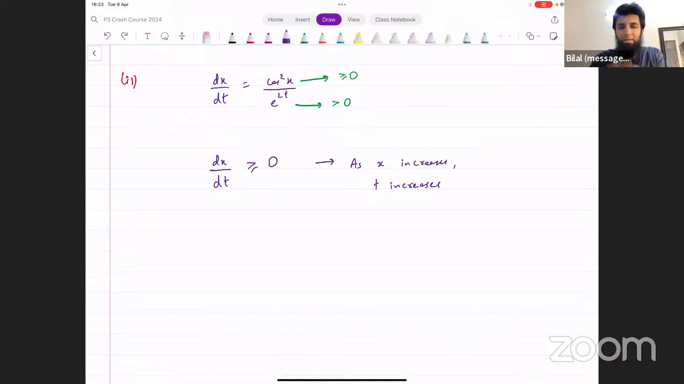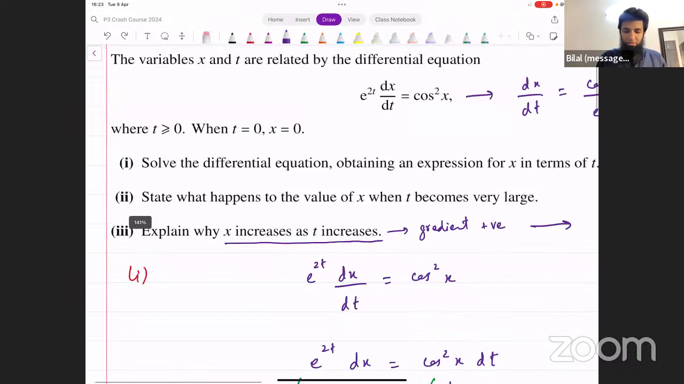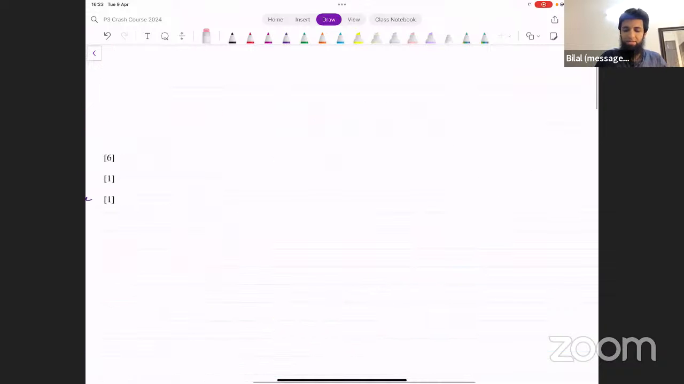So how did we connect the derivative with the question? It says as x increases, t increases. What does that tell you about the graph of this function? So let's say you have t here and you have x here. X is supposed to increase as t increases. So basically, as we go to the right, the graph should go up. So it could either look like this, or maybe this, or maybe this.